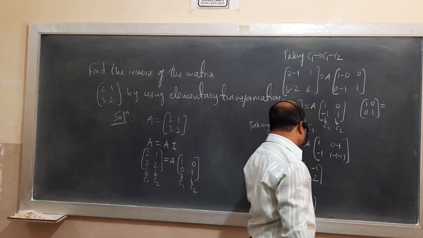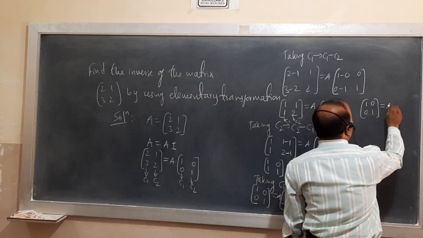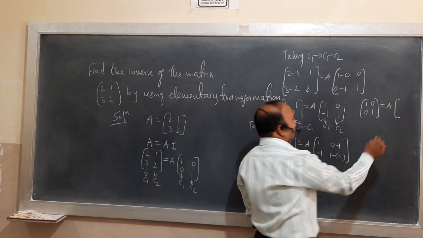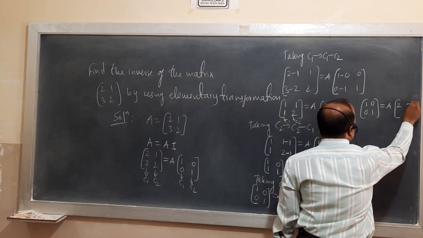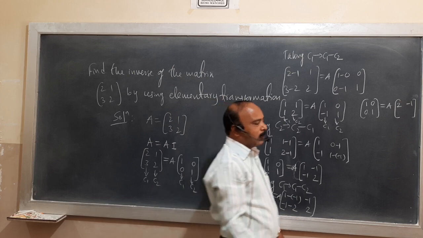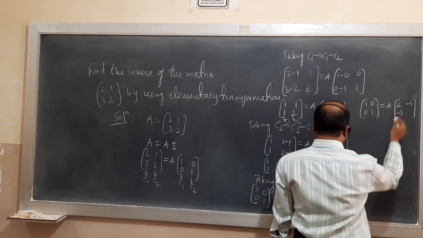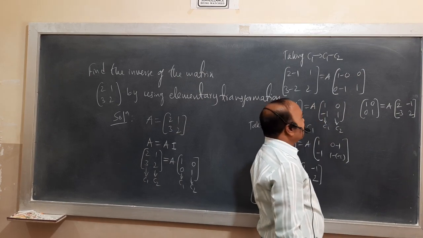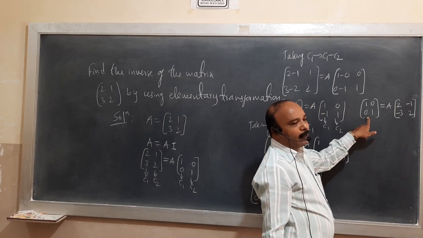Right hand side is A into it. It is 1 minus of minus 1, which is 1 plus 1, it is 2. It is minus 1. Second row, minus 1 minus 2 is minus 3, and it is 2.